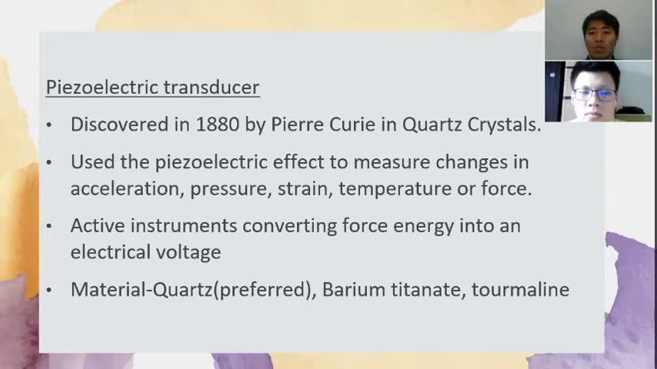Piezoelectric effect was discovered in 1880 by Pierre Curie in quartz crystal. Then it was developed into the transducer that used piezoelectric effect to measure change in acceleration, pressure, strain, temperature, or force. Piezoelectric transducer is an active instrument that will convert the force energy into electrical voltage.